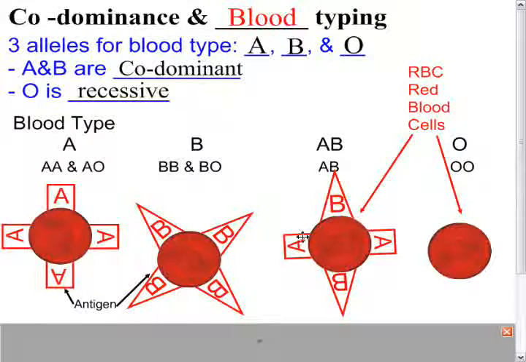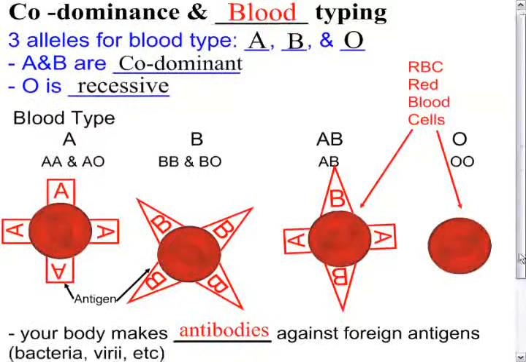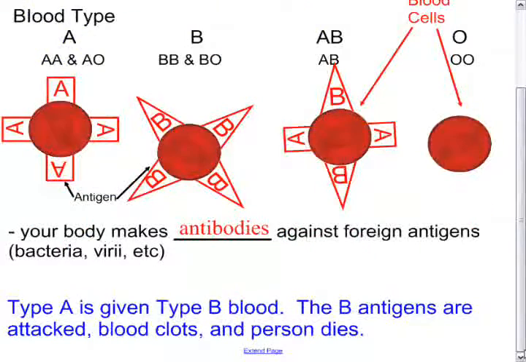So type A and B are codominant, because if you have them both, they're both expressed. But type O is recessive to the A and B. Just to review, your body makes antibodies against foreign antigens. These are normally on things like bacteria and viruses. However, they can also be on foreign blood. And if you're a type A and you're given type B blood, the B antigens are attacked, the blood clots, and the person dies.